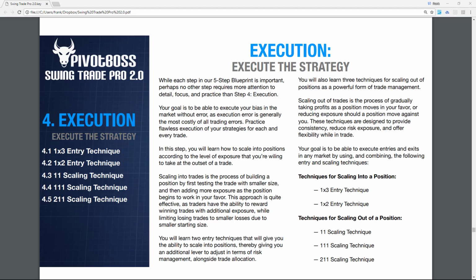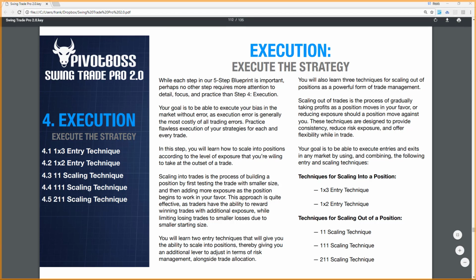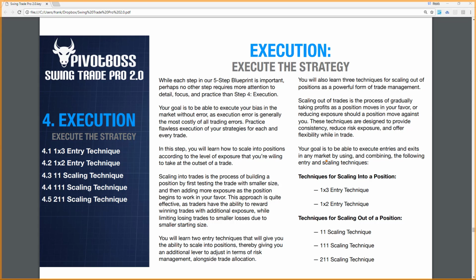Now again, you will also learn 3 techniques for scaling out of positions as a powerful form of trade management. Scaling out of trades is the process of gradually taking profits as a position moves in your favor, or reducing exposure should a position move against you. These techniques are designed to provide consistency, reduce risk exposure, and offer flexibility while in trade. Your goal is to be able to execute entries and exits in any market by using and combining the following entry and scaling techniques. So number 1, what we're looking at right here is basically a nice set of techniques that will give us everything we need to do to enter and exit a position.